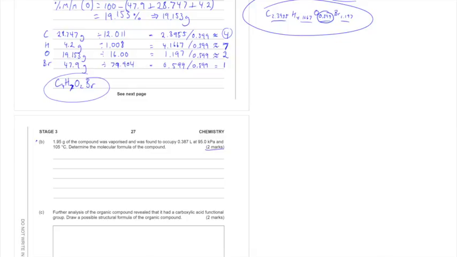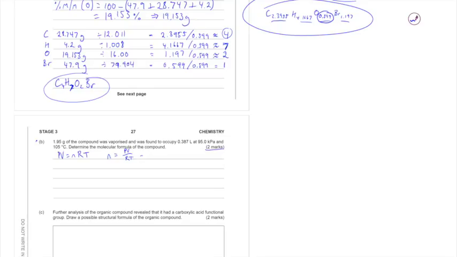So I've been given a volume, a pressure, and a temperature. I'm going to be using the ideal gas law. So the ideal gas law is PV equals nRT. Rearranging for n, I get n equals PV on RT. Now I have to make sure everything is in the right units, guys. So I've got 0.387 litres, that's fine. 95 kilopascals, that's also fine. But my 105 degrees Celsius, I'm going to have to turn that into Kelvin.